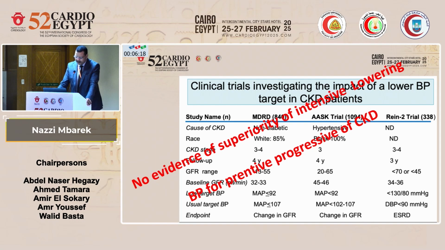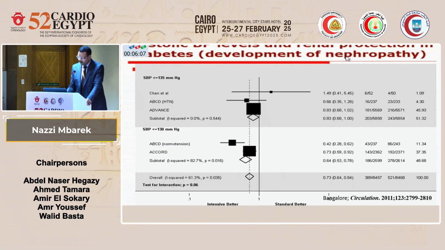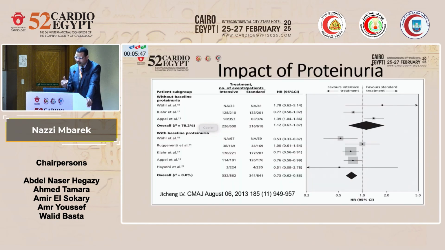To make the story short, there is no evidence of superiority of intensive therapy in this case for preventing progression of chronic kidney disease. When we take the diabetic population, we also saw that whenever you reach less than 130, you have more benefit than 135. So in this population, it's a subgroup which benefits from intensive treatment, but without reaching 120.